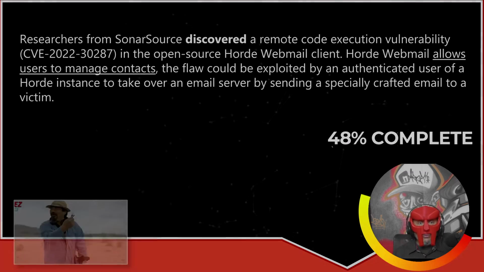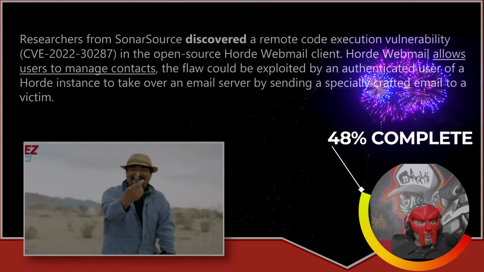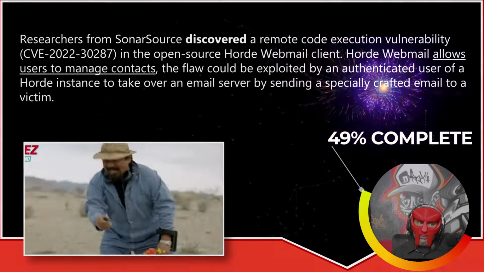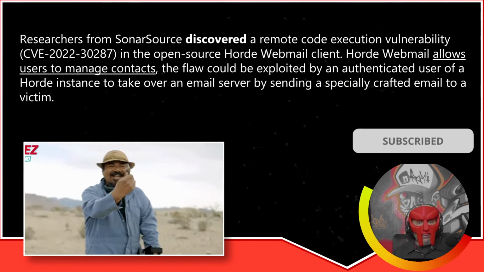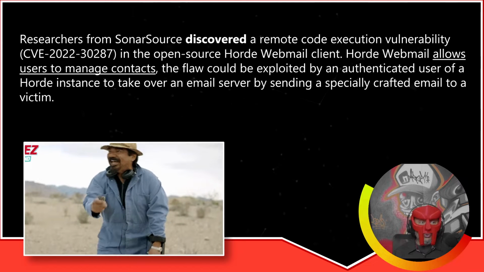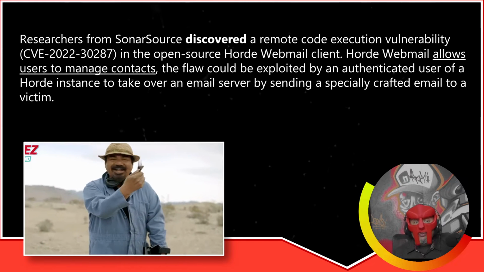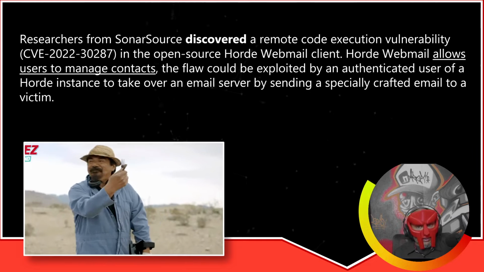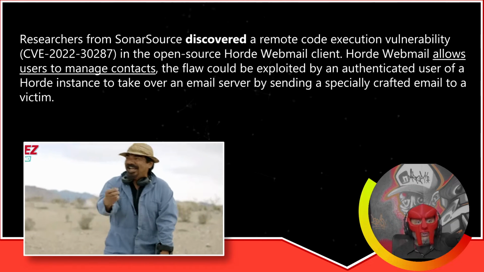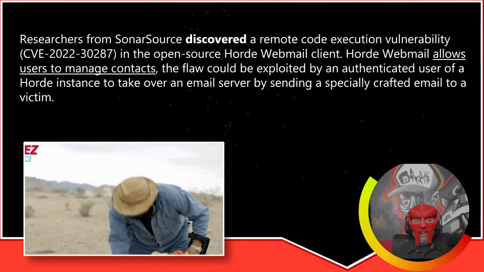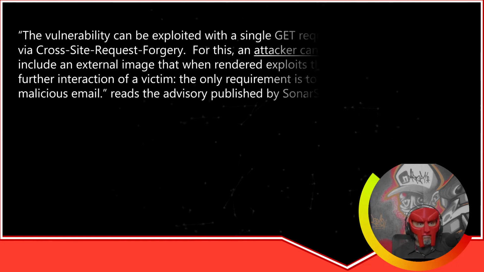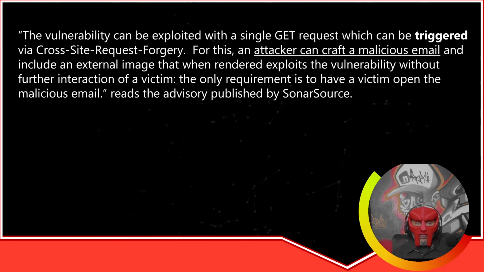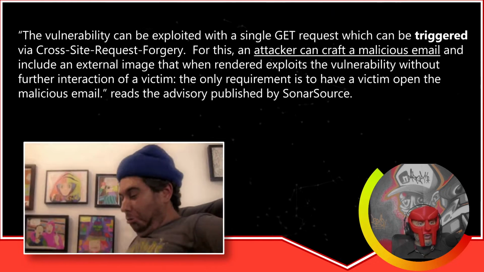Researchers from SonarSource discovered a remote code execution vulnerability tracked as CVE 2022-30287 in the open source Horde Webmail client. Horde Webmail allows users to manage contacts. Now, the flaw could be exploited by an authenticated user of a Horde instance to take over an email server by sending a specially crafted email to a victim. The vulnerability can be exploited with a single GET request, which can be triggered via cross-site request forgery.